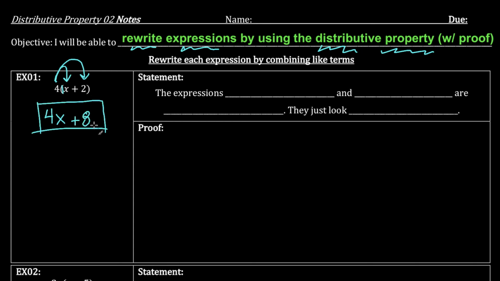So remember, the whole point of doing this is to rewrite expressions. Make them look different, because this will be useful later. So the expressions 4 times x plus 2 and 4x plus 8. Remember, this is our first expression. This is our second expression. Are equivalent. They just look different.